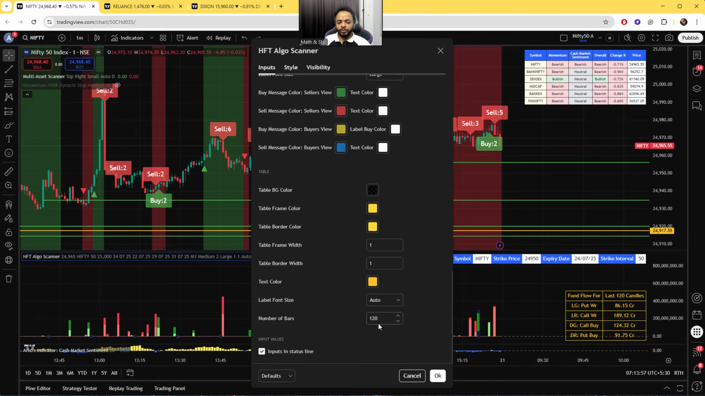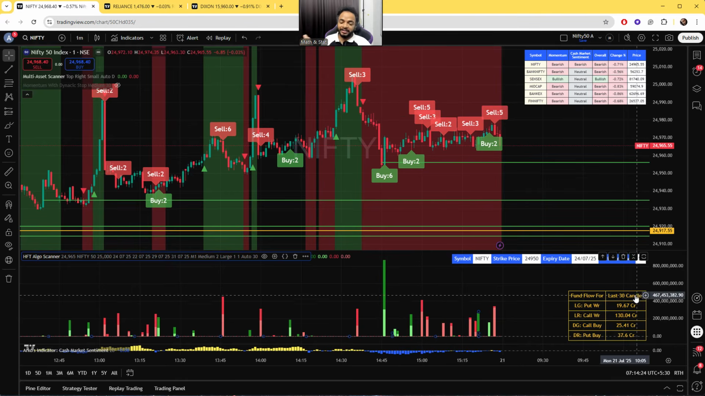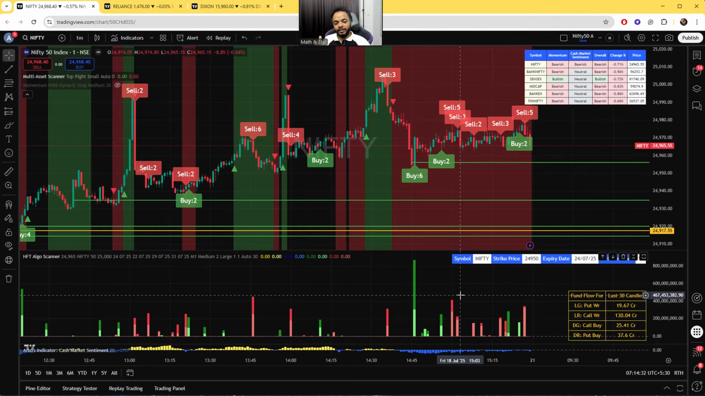Now you can select the number of bars. Suppose at the end of the market, on 1 minute time frame, you can select the last 30 bars. You can see the writing also changes here. It will show you how many bars you are calculating. Please remember that it's the number of bars, it's not the time. Suppose I am on 1 minute time frame, last 30 candles means the last 30 minutes of whatever happened. So that means, let's say, I'm observing from 3 p.m. to 3:30.